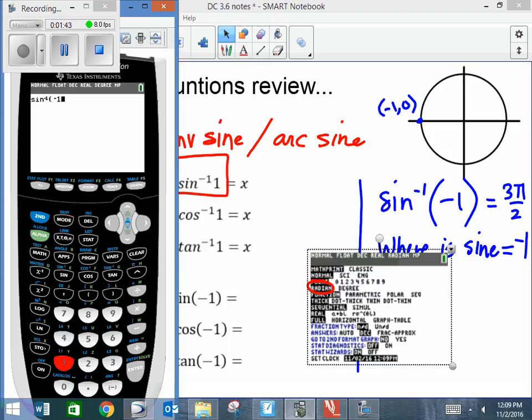And what should the answer be? Because it's not going to be 3 pi over 2, because that's radians. How many degrees is that? No, it's not going to be that either. 270, that's right. Oh, you were right, it's -90. Okay, so that means 3 pi over 2 is not the right answer, is it? Okay, so we got to talk about restrictions.